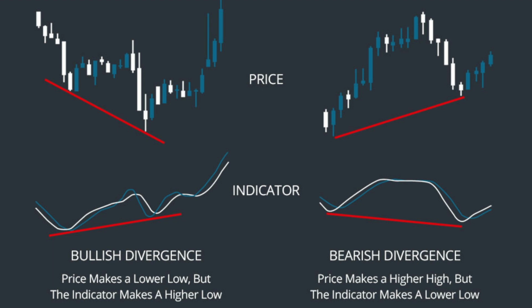A bullish divergence forms when the price makes a lower low, but the stochastic oscillator forms a higher low, and this indicates less downward momentum and a potential bullish reversal. On the other hand, a bearish divergence forms when the price makes a higher high, but the stochastic oscillator forms a lower high. This indicates less upward momentum and signals a potential bearish reversal.